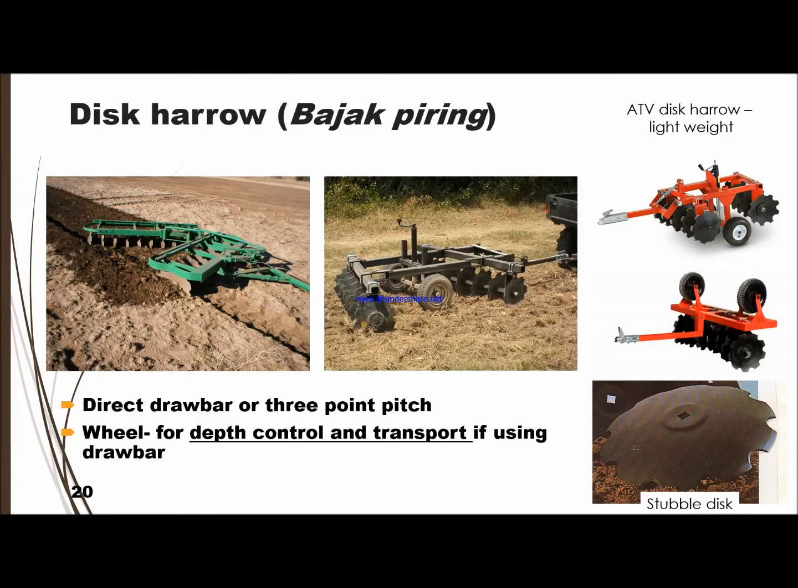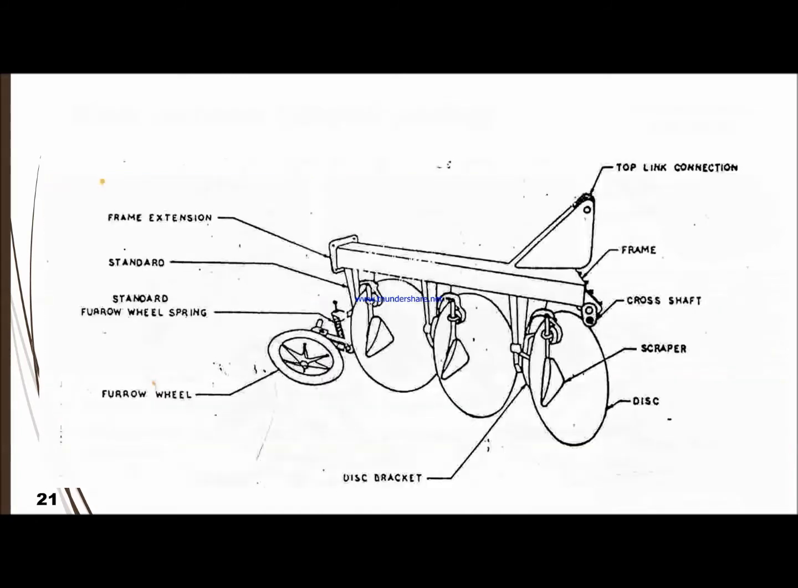Okay. For example, we have here this harrow, bajak piring, which is a direct drawbar or 3-point linkage, 3-point hitch for the transportation. So we have a wheel design also for the depth control and the transport using the drawbar. On the right hand side, we have an ATV mounted disc harrow, which is considered lightweight. And we have also a design for stubble disc, which is less resistant from the soil.